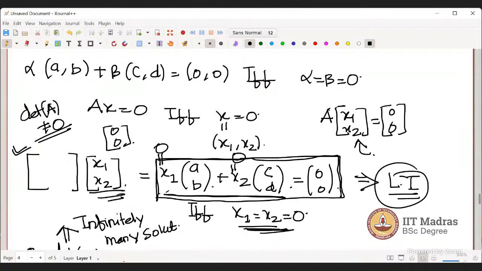If I have a non-zero solution, that is the case when the determinant is 0. If I have a non-zero solution, that means one of the xi is non-zero. Suppose x1 is non-zero. I don't care about x2, and as you can see, this linear combination is 0 where x1 is non-zero. That means this set is linearly dependent. Yes, sir. Okay.